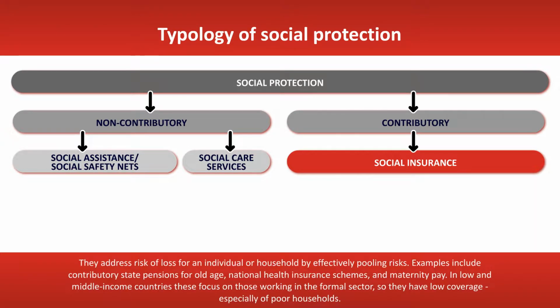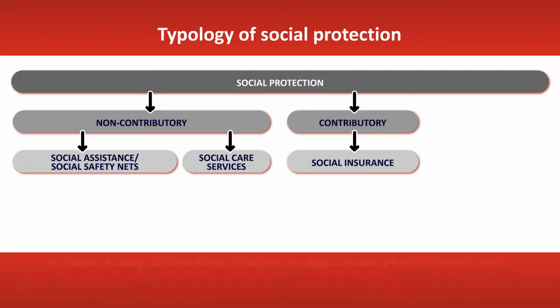They address risk of loss for an individual or household by effectively pooling risks. Examples include contributory state pensions for old age, national health insurance schemes, and maternity pay. In low and middle income countries, these focus on those working in the formal sector, so they have low coverage, especially of poor households. One category of social protection policy instruments cannot be categorized according to how benefits are financed.